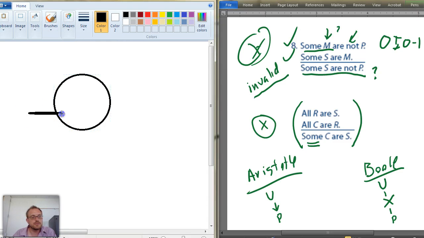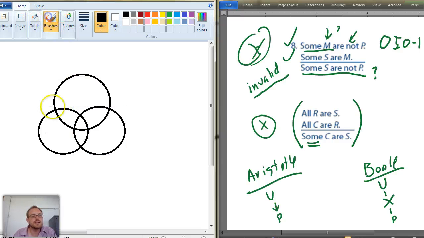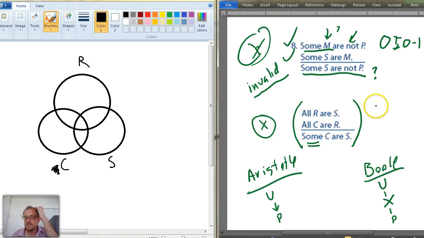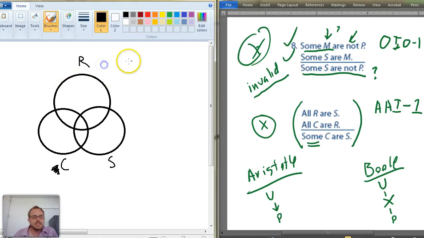Here's one circle. Move it over a little bit. Okay, and then I'm going to do my label. In this case we're using a C and an S. Remember, these are the particulars, so I wanted to put S and P. So this is a C, and this is an S. And then R, here's the middle term. Notice over here that this is an A, A, I, and the middle term here is in figure 1. Okay, let's go back over here. We have an AAI-1. Is that a valid inference?